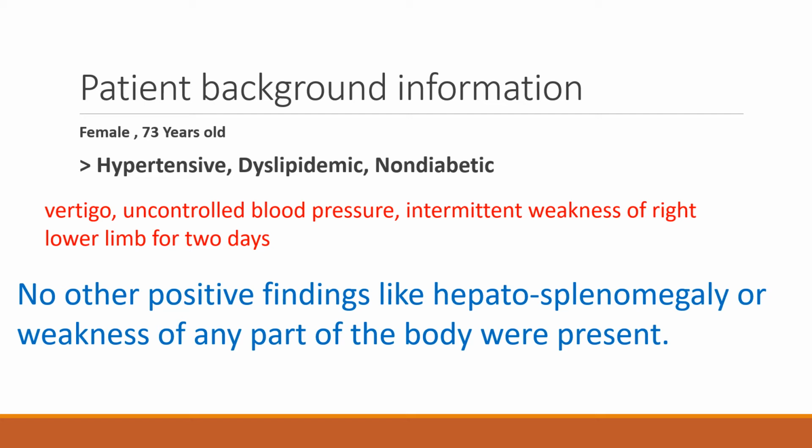She was hypertensive, dyslipidemic, and non-diabetic, and she had vertigo, uncontrolled blood pressure, and intermittent weakness of the right lower limb for 2 days already. So she went to consult the doctor, who found that there were no other positive findings; no hepatomegaly or splenomegaly or weakness of any part of the body was present.